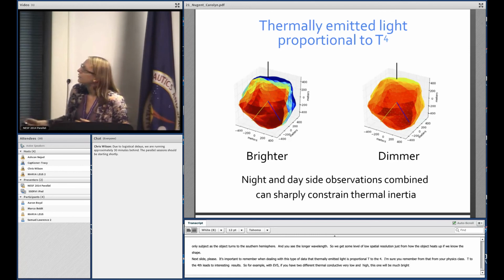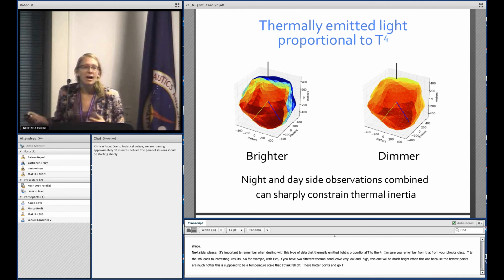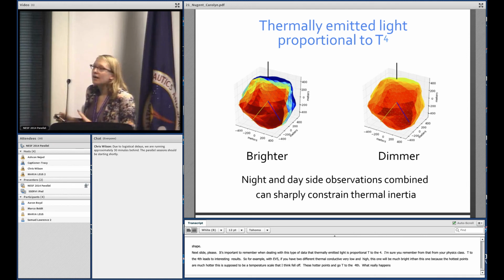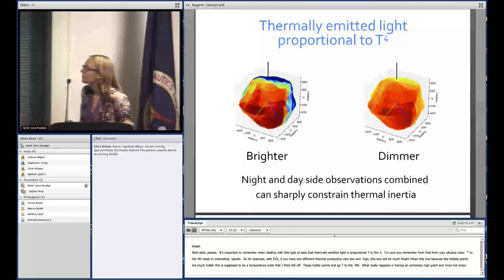points are much hotter. There's actually supposed to be a temperature scale here that I think fell off. But these hotter points have a higher temperature, and since you go T to the fourth, what really matters is having an extremely high point as opposed to having more hot areas spread over a larger surface, as long as your absolute value is higher.